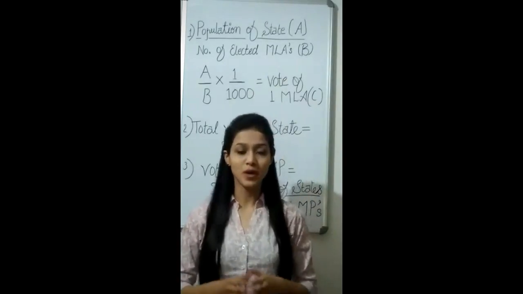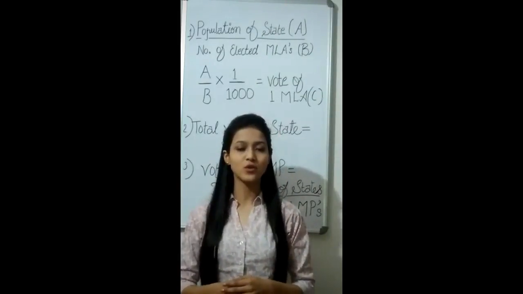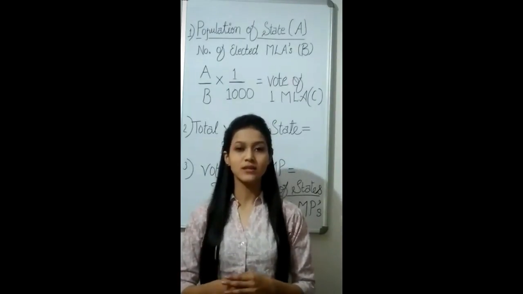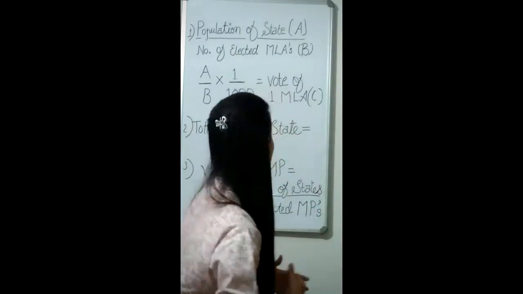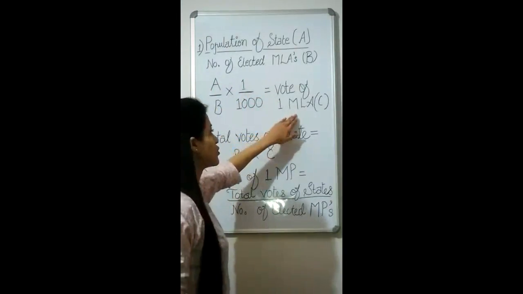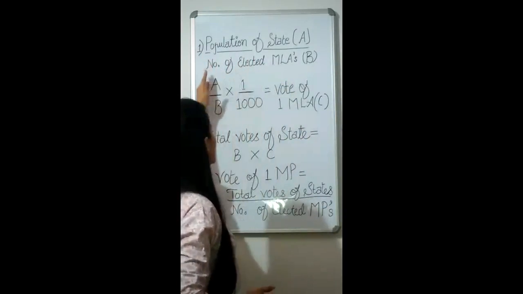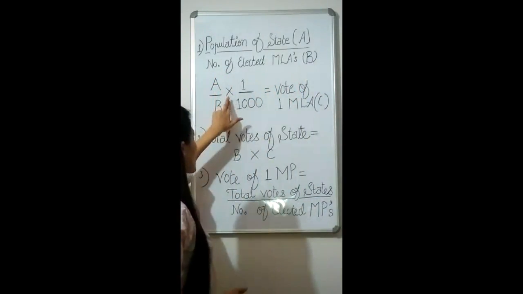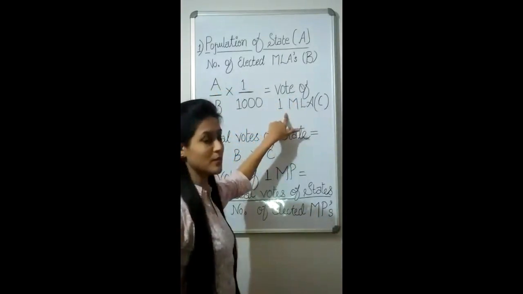Now, to find out the total vote values in the presidential election, we have to find out three things. First of all, the vote value of one MLA. Secondly, the total vote of the state. Thirdly, the vote value of one MP. So, to find out these three, we have the formulas. Firstly, to find out the vote value of one MLA, we have to divide the population of that state by the number of elected MLAs of that state. After this, we have to multiply it by 1 upon 1000. We will get here the vote value of 1 MLA.